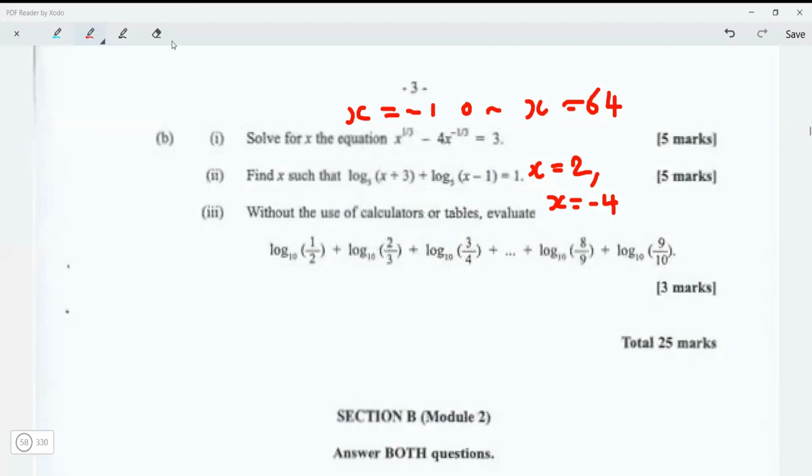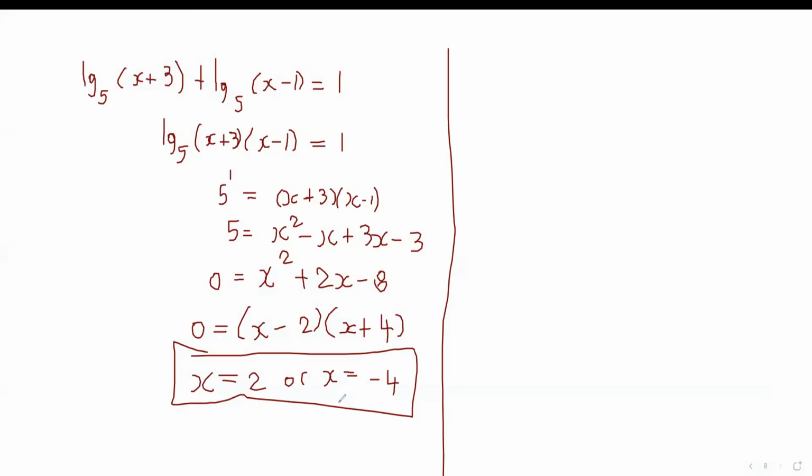X cannot equal negative 4 because we can't take the log of a negative number. The only possibility is x equal to 2. So this one I should have said is not possible. This part here is not valid, because we cannot find the log of a negative number. Neg means negative. So the only answer is this one.